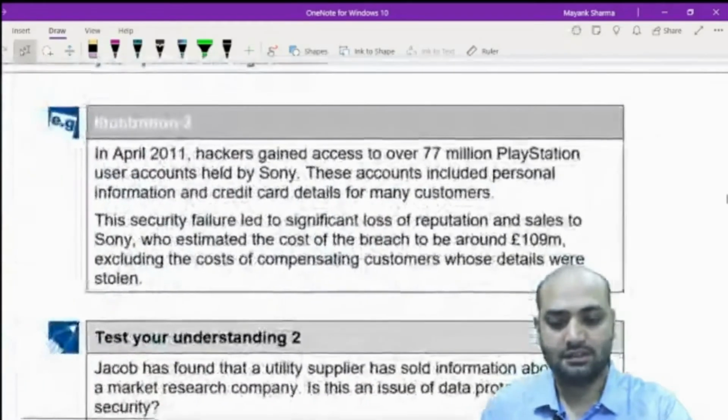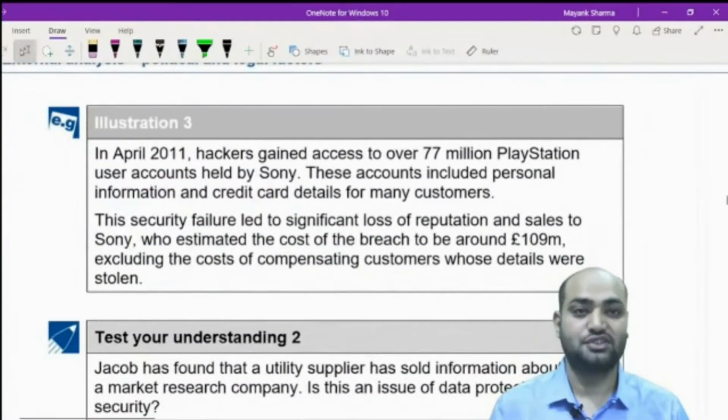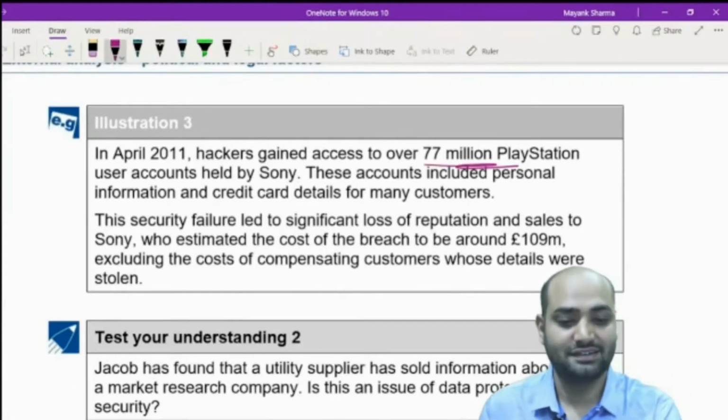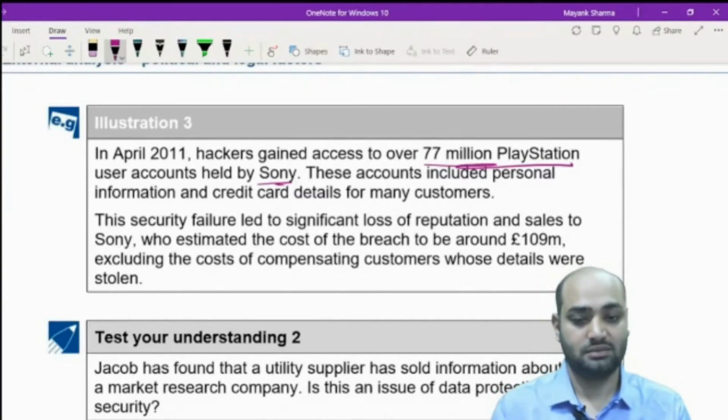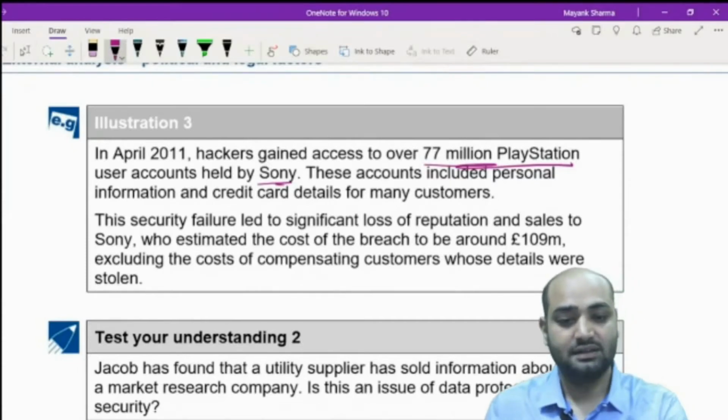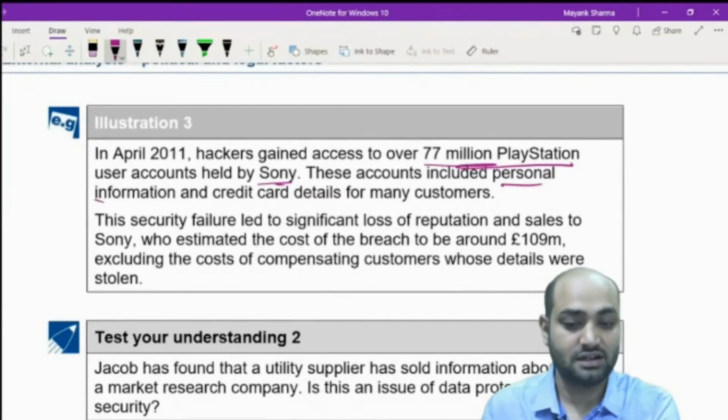Now let's take a look at illustration number 3. It is an example of how harmful a data breach can be. In April 2011, hackers gained access to 77 million PlayStation users' accounts held by Sony. Sony has a very famous and, I would say, successful product, the PlayStation, a gaming portal and console. The data of 77 million PlayStation users was hacked, and these accounts include personal information and credit card details as well.